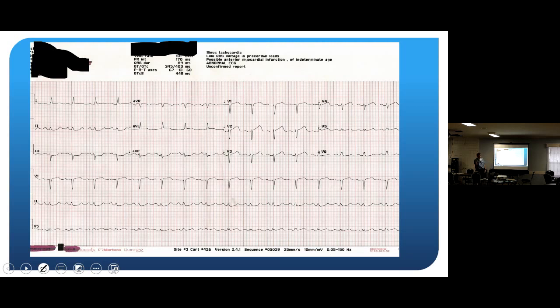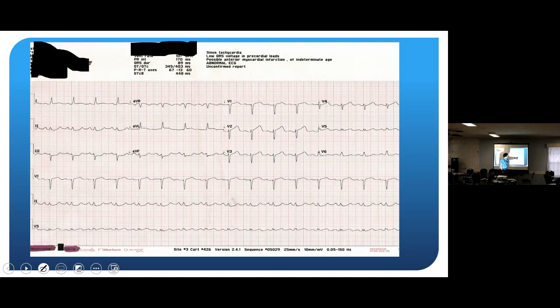It's not less than 60 or 50. It's not more than 140. Rate's okay-ish. I'm going to look at injury patterns. I'm looking at leads 1 and AVL. Not super scary. That's a little concerning, right? That's ST elevation. It makes me uncomfortable, all right? I'm going to look lateral.